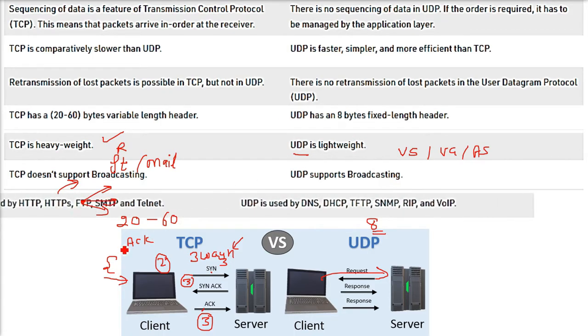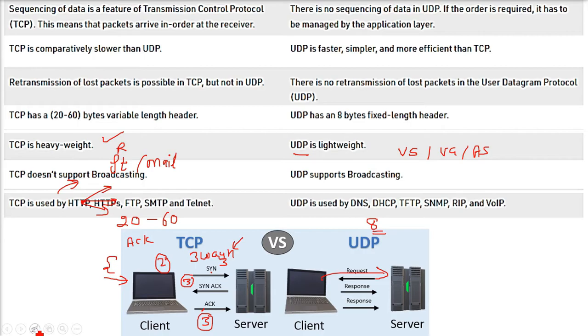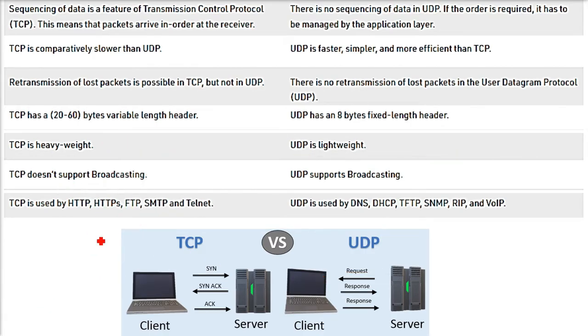UDP supports broadcasting. Now the most important question, which is normally asked, is: what are the services which use TCP? Wherever you want reliability, you cannot afford to lose one or two packets. HTTP: if the web page you open has a loss of some data, will you be able to appreciate it? No. HTTP, HTTPS, file transfer protocol. When you are sending a file, if 1 byte is missing, the file will not open. File transfer protocol, the simple mail transfer protocol, you want to send the mail properly, telnet, remote accessing, etc.